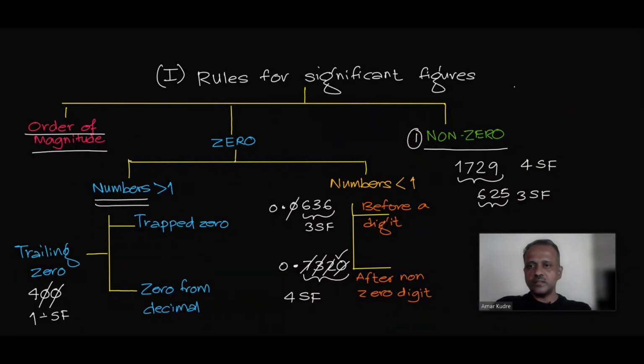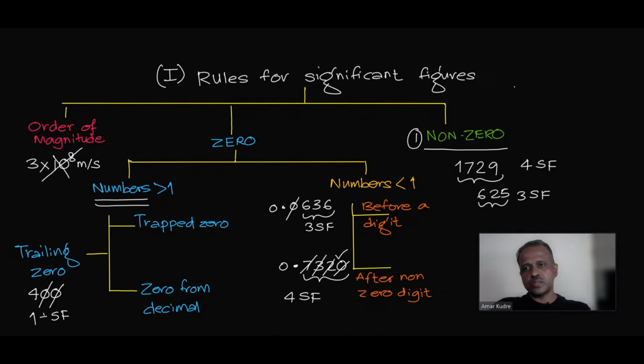Now, you will ask, what is this order of magnitude? Order of magnitude means that in most cases we write numbers, like the speed of light as 3 into 10 to the power 8 meters per second. This is the order of magnitude when we express in terms of 10 to the power something. Now, order of magnitude is never significant.